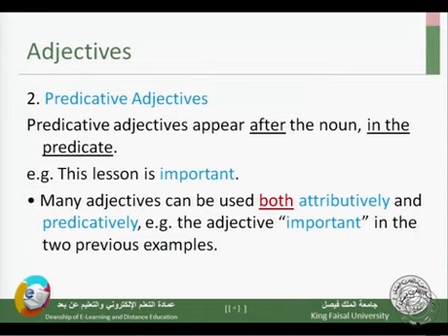Many adjectives can be used both attributively and predicatively. So it's not necessary to be either this or that. Some adjectives can appear both ways. In the case of important, in the previous two examples, we saw that important can appear as an attributive adjective and it can appear as a predicative adjective.